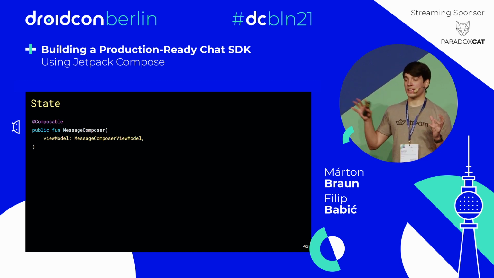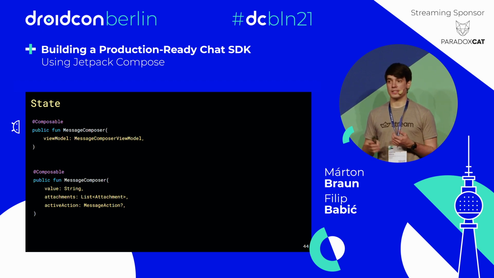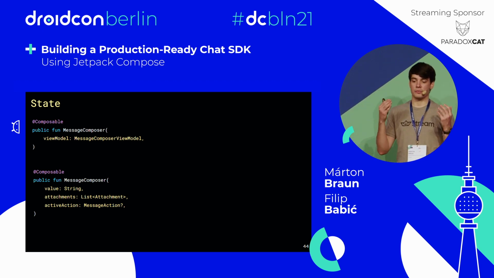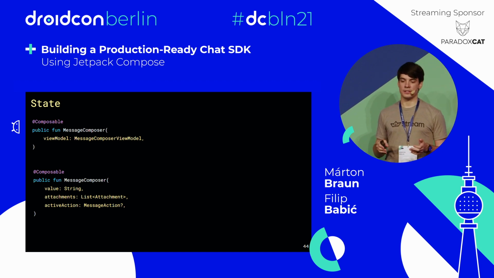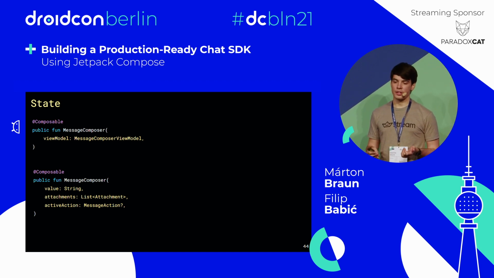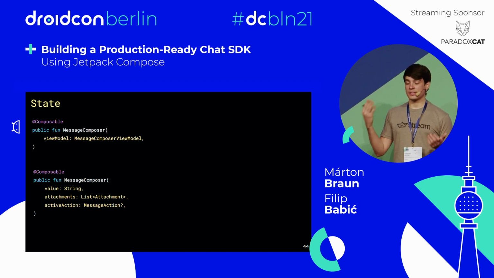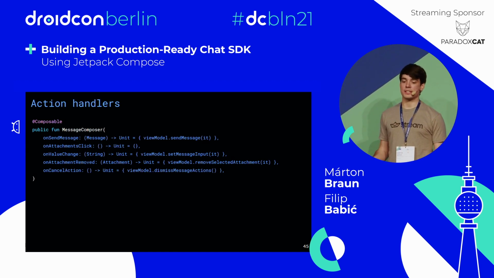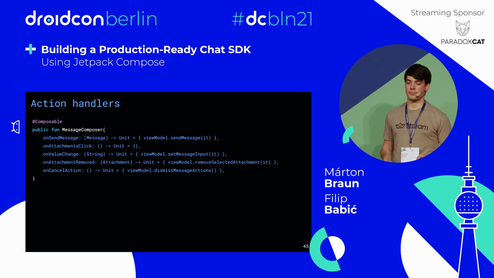This will communicate with the API under the hood, grab data from it, and populate the message composer with whatever data it needs. We, of course, also ship the stateless component that Filip mentioned, which the bound component actually depends on. If you don't want to depend on our view models, you can just use this stateless variant, which you can drive externally by providing simple data classes and values like a string, and the component will simply display those.